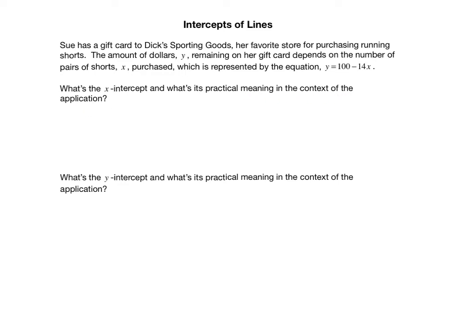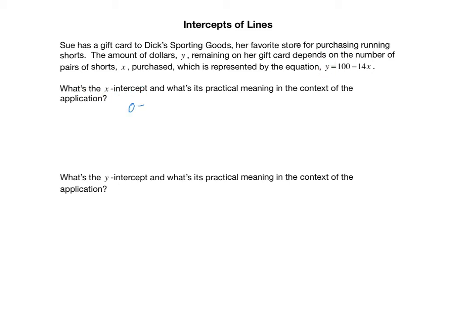In the previous problem, you were not asked for a practical meaning because they were not application problems. When you have an application problem, you can then say what these ordered pairs actually mean for, in this case, for Sue. What does it tell Sue? So we want to find the x-intercept and give its practical meaning, and we want to find the y-intercept and give its practical meaning. So we've got y equals 100 minus 14x. In this case, it's not in function notation. To find the x-intercept, we're going to plug in 0 for y.